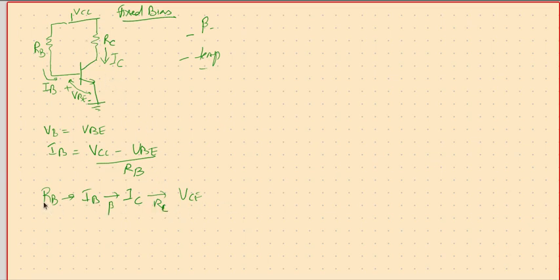So just deciding the value of RB can decide the base current. Base current in turn decides IC. IC can decide VCE through RC. That's the logic of working with the fixed bias. That's the simplest way of biasing, but it has got some problems.